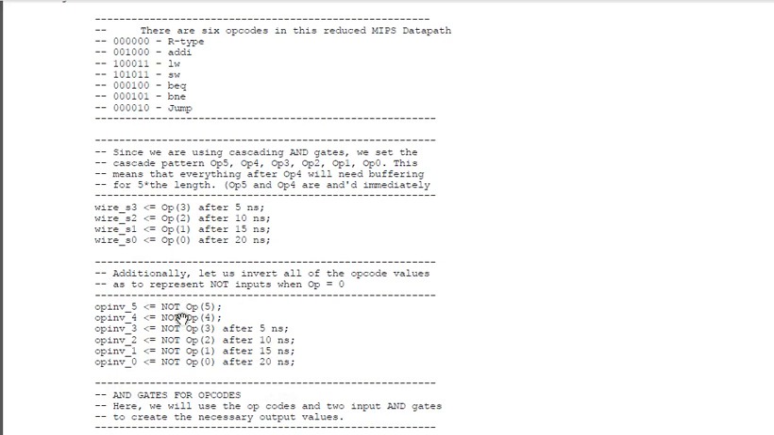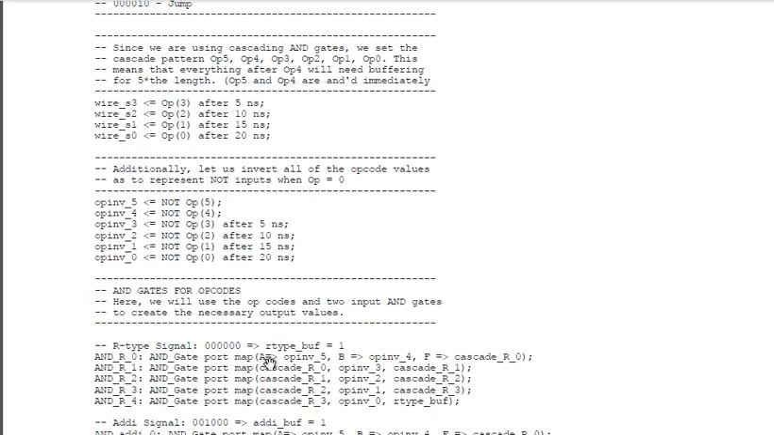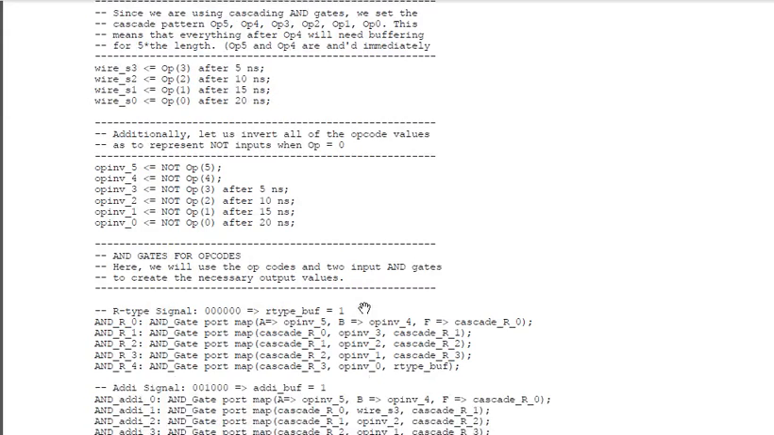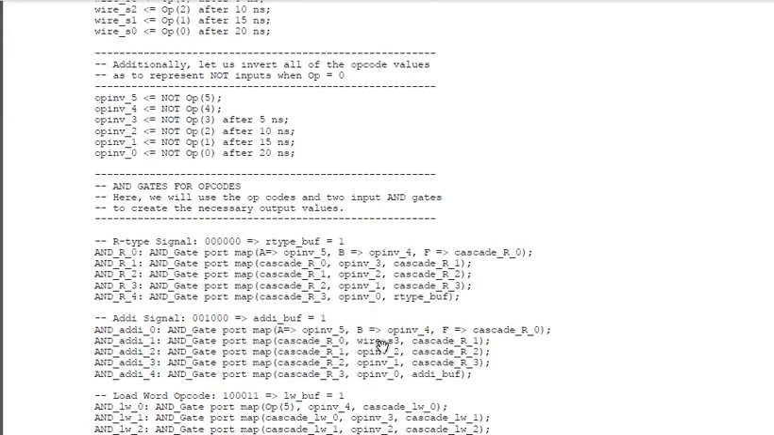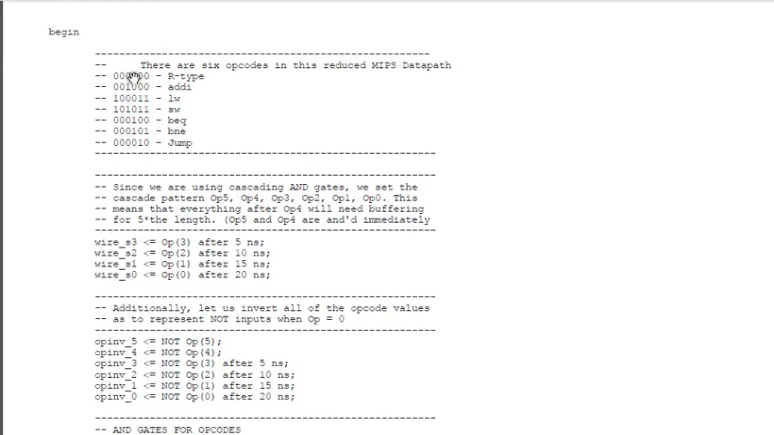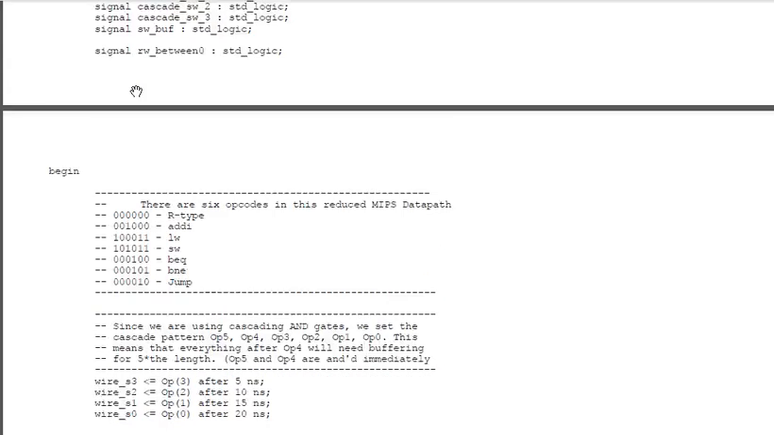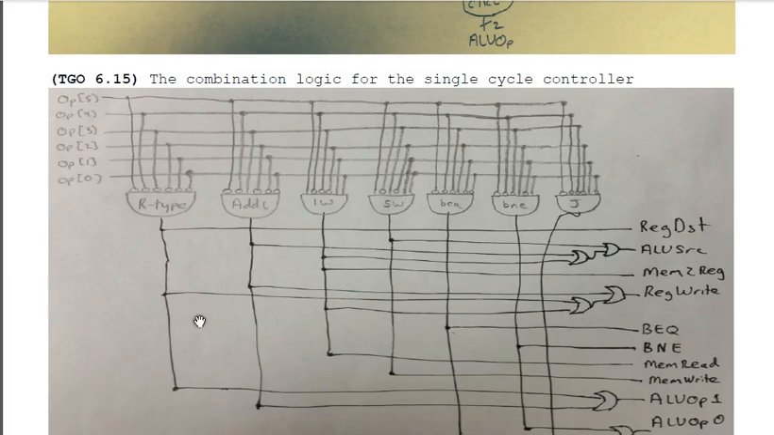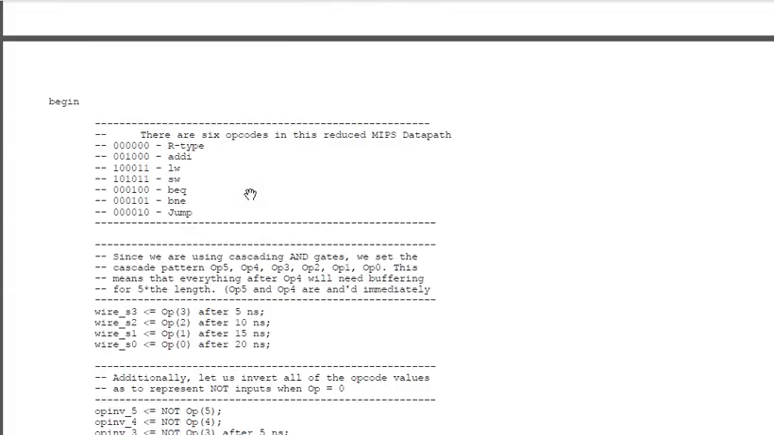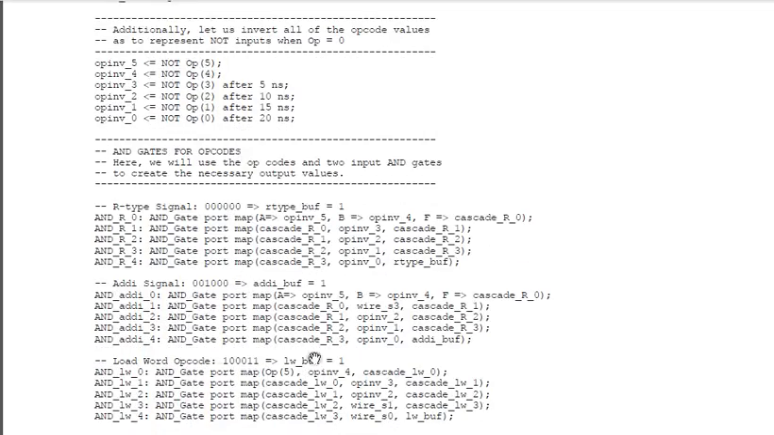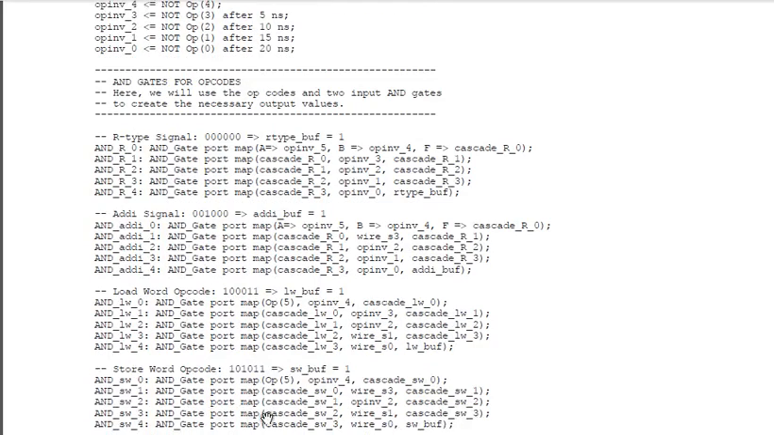I have these values, so not. It's all zeros, matches R type. And then I cascade them through 2 input AND gates. Add I, the same thing, except the difference is for add I, instead of using the not, I just used one of the input wires because there's only 1-bit difference here between 0 and R type and add I, correct? If we go back up here, we'll see that the difference in bit is only 1 here. And then I did the same thing for load word opcode, and I did the same thing for store word.